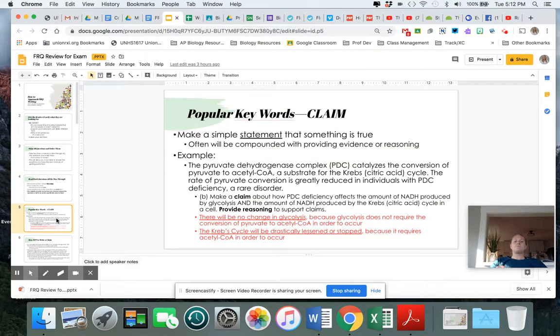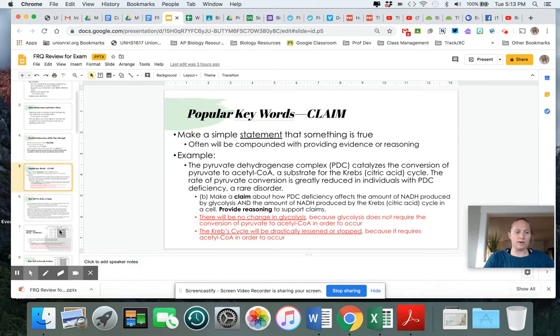Okay. Again, I'm going to have you go through most of these. I'm just going to go through a couple of them quickly with you. Claim, keep it a simple statement. Simple statement, usually one sentence, and you're done. Read through that yourself.